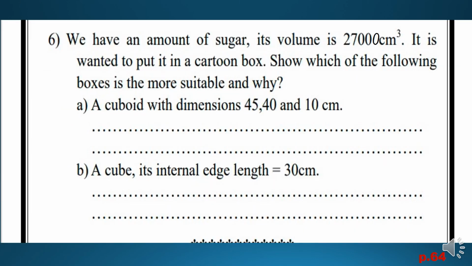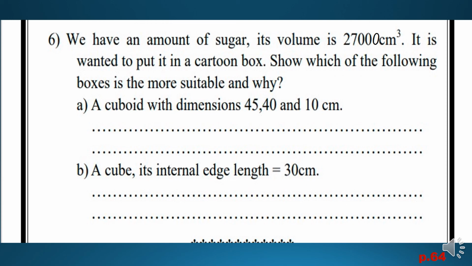Number 6. We have an amount of sugar. Its volume is 27,000 centimeter cube. It's wanted to put it in a cartoon box. Show which of the following boxes is the more suitable and why. I have letter A, a cuboid with dimensions 45, 40, and 10 centimeters. Letter B, I have a cube, its internal edge length equal 30 centimeters. So which one is suitable for this amount of sugar? I will get the volume of the cuboid and I will get the volume of the cube and I will see which of them is suitable for this amount of sugar.